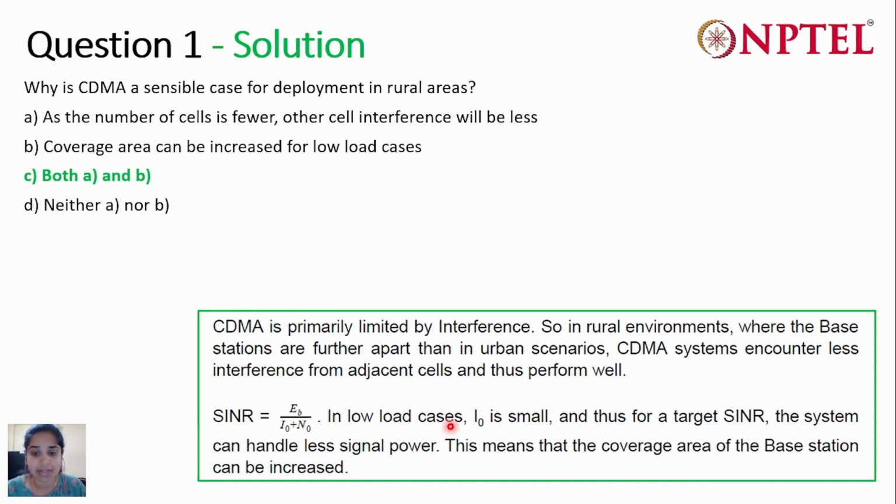In low load cases where the interference is very small, obviously we'll be getting a larger SINR. So for such situations, the system can handle less signal power. This means that the coverage area of the base station can be increased. So when the interference power is less, it means that we need a lesser signal power to achieve the required SINR. Hence, if we're given a particular signal power, we could increase the coverage area of the base stations. So the answer is both A and B.